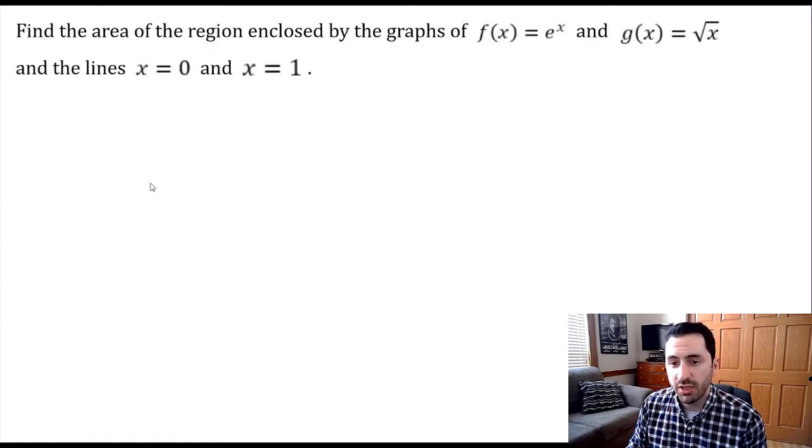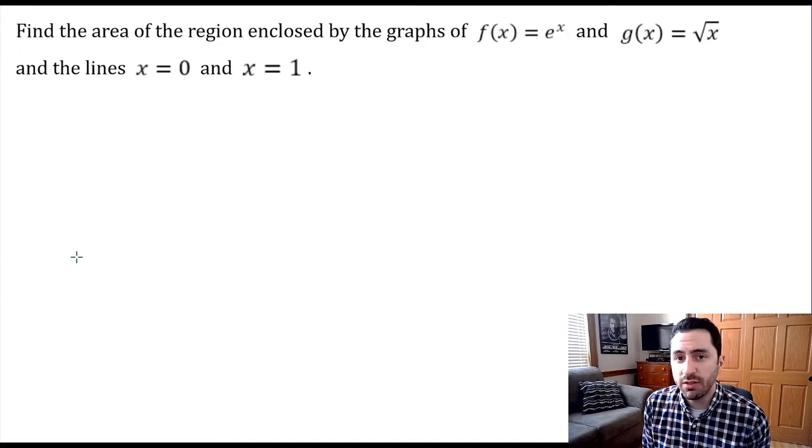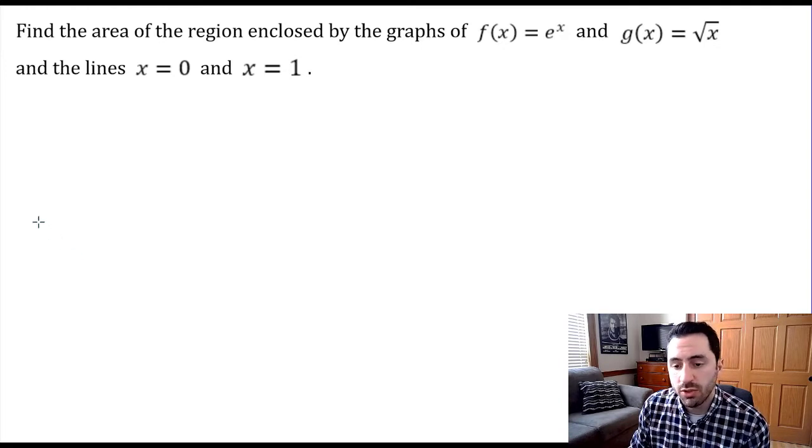So the first example here, it says find the area of the region enclosed by the graphs of f of x is equal to e to the x, so our exponential, and g of x is equal to the square root of x. And then we're going to put some bounds on this. We're going to be looking at in between the vertical lines x is equal to 0 and x is equal to 1. Okay, so this is a pretty small interval. However, it is still a very good habit to get into to sketch this out so you can take a look at the situation and see what you want to do.